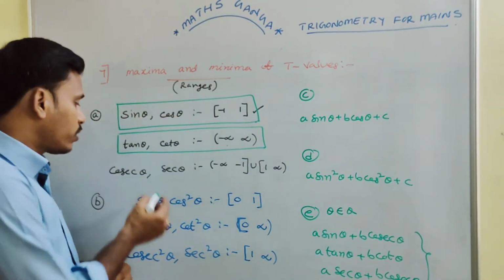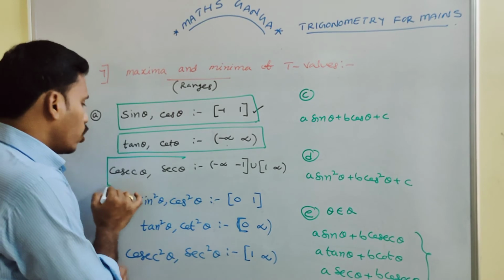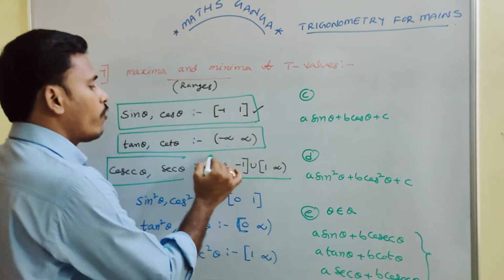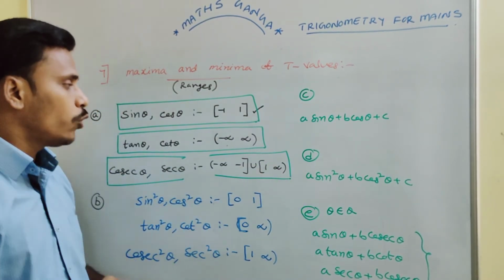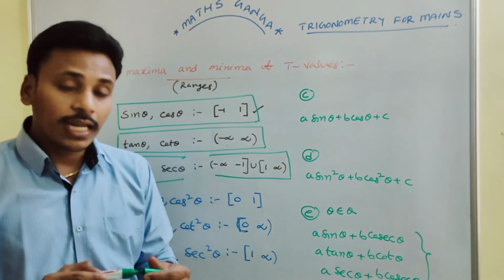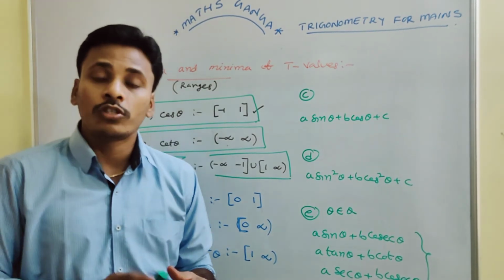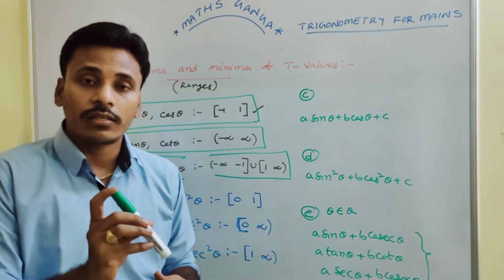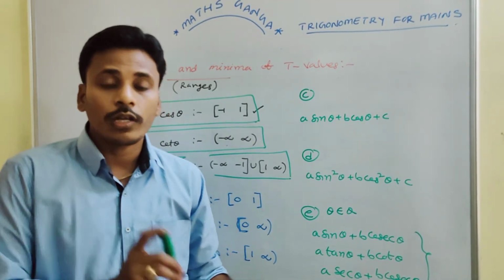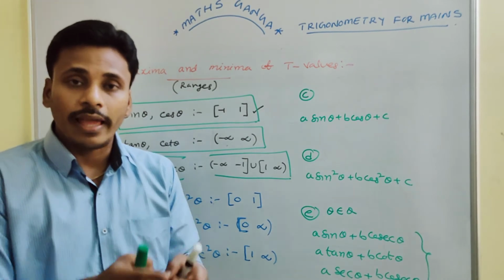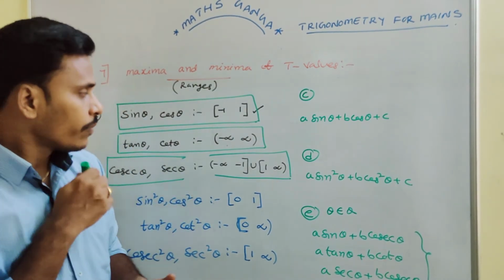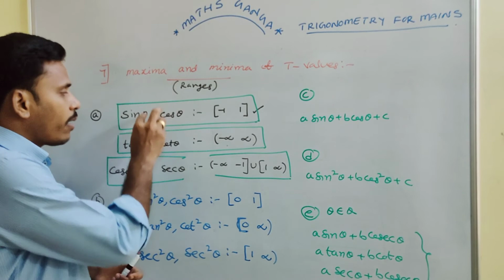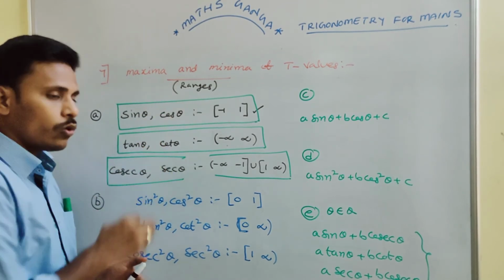Whereas if you think about cosecant theta and secant theta, those values are in the region of -infinity to -1 union 1 to infinity. That is, if you take different values in the place of theta, either cosecant theta or secant theta always lies either less than -1 or greater than 1, but won't lie between -1 and 1, right? So these three things are about sine, cos, tan, cot, secant, cosecant.